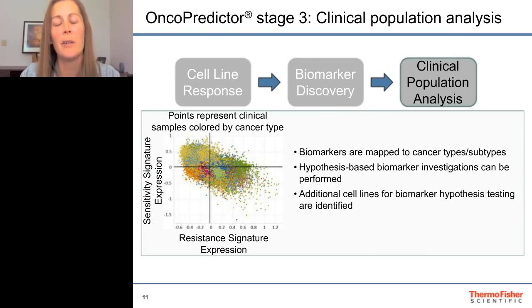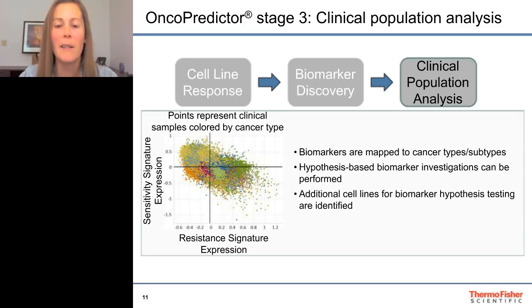And so, as I said, the UBER analysis is one example of an analysis that we can complete during stage 3 of the OncoPredictor process, which is clinical populations analysis. But really in this stage, we are able to use any of the internal tools and power tools we have to integrate the entire Oncomine knowledge base. So we use all of these different resources to map the biomarkers that we identified in stage 2 of the process to cancer types and cancer subtypes.